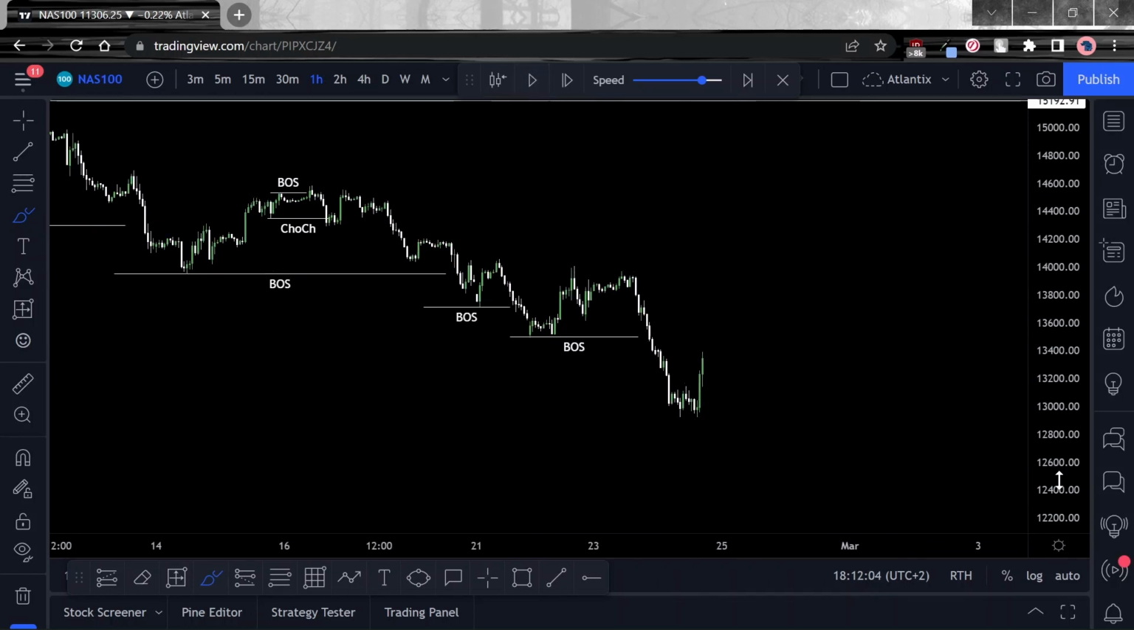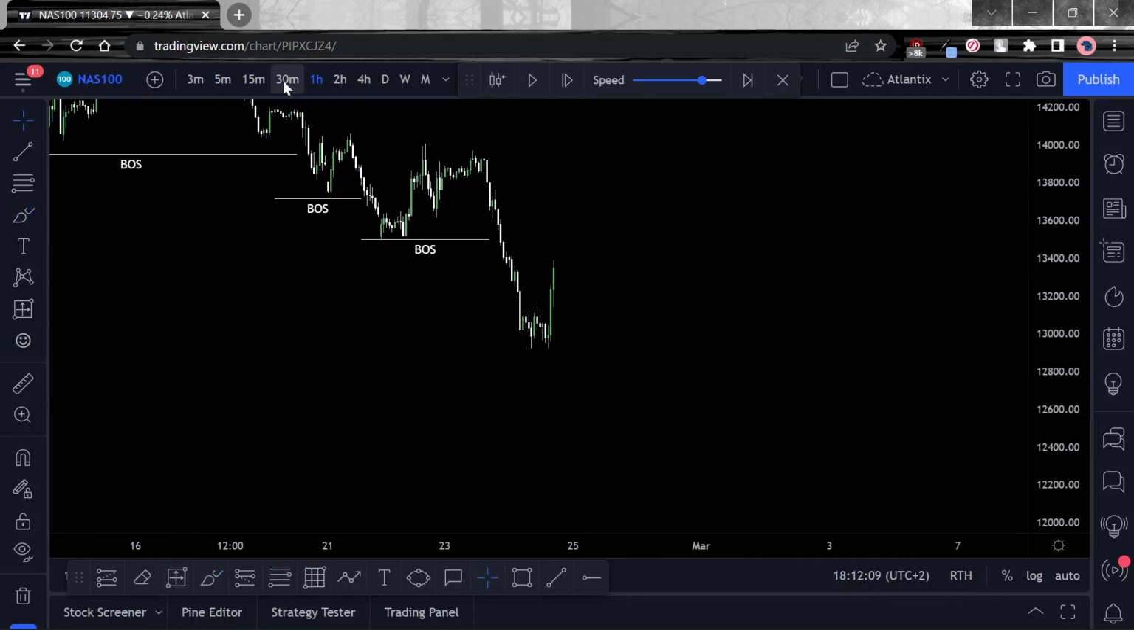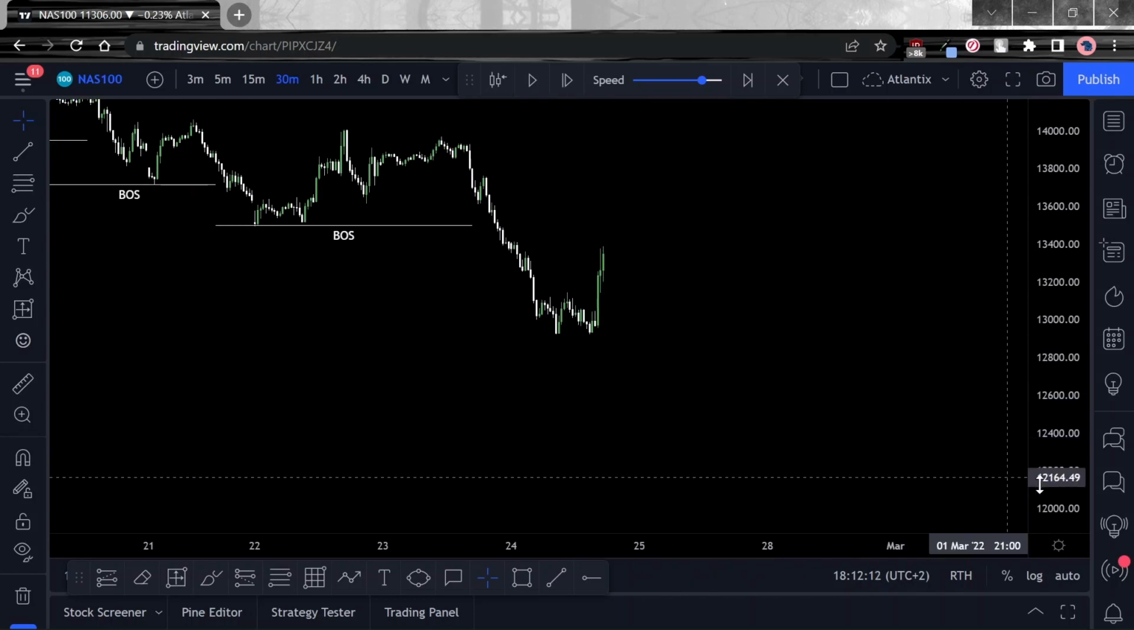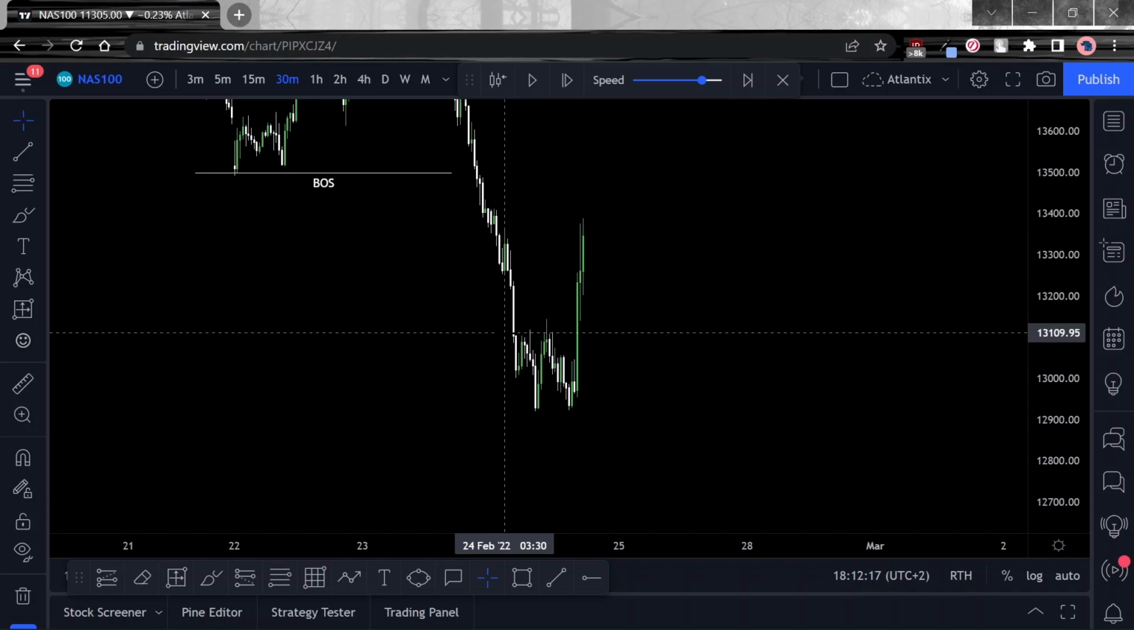Look at that. Do you see it? Let's just go to a clearer time frame, right? Where do we have the lower low?